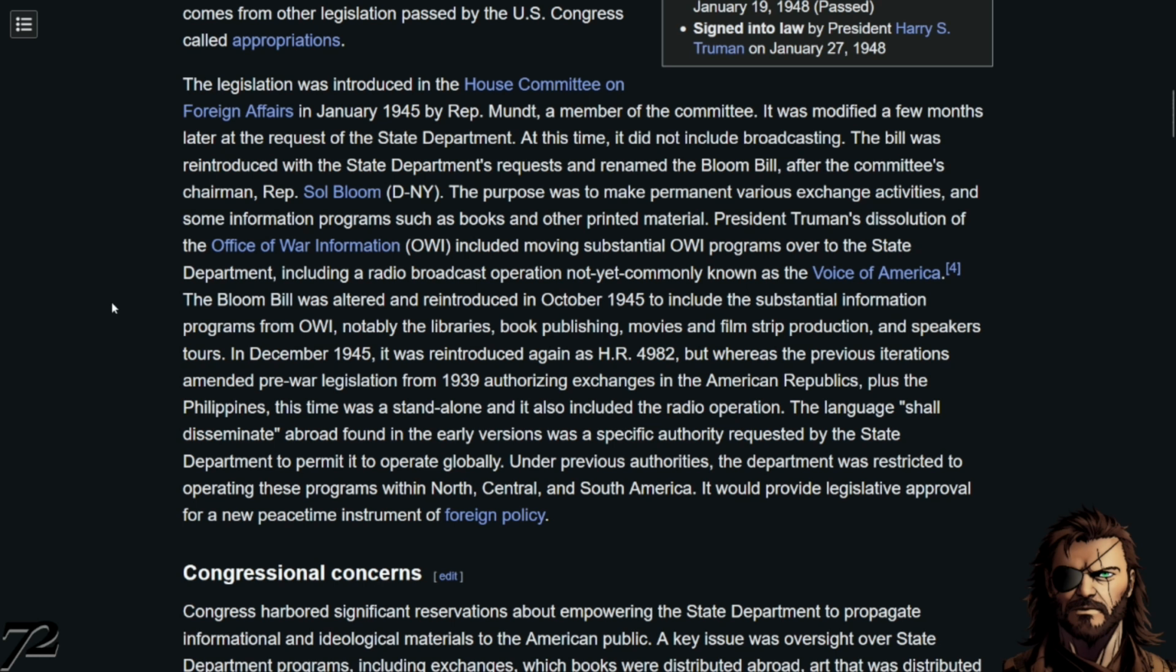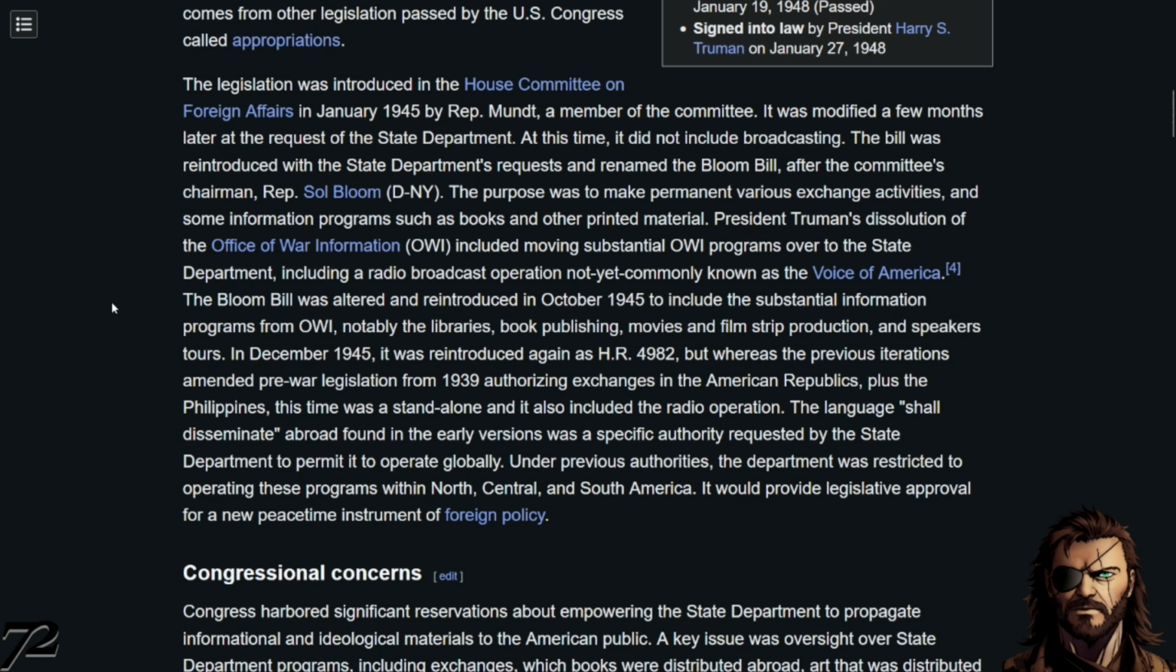President Truman's dissolution of the Office of War Information, OWI, included moving substantial OWI programs over to the State Department, including a radio broadcast operation not yet commonly known as the Voice of America. The Bloom Bill was altered and reintroduced in 1945 to include the substantial information programs from OWI, notably the libraries, book publishing, movies, and filmstrip production and speaker tours.